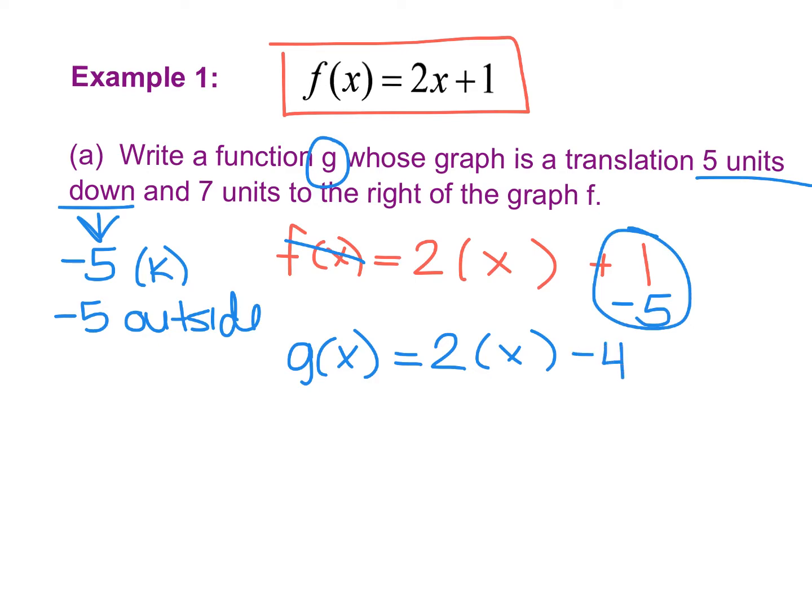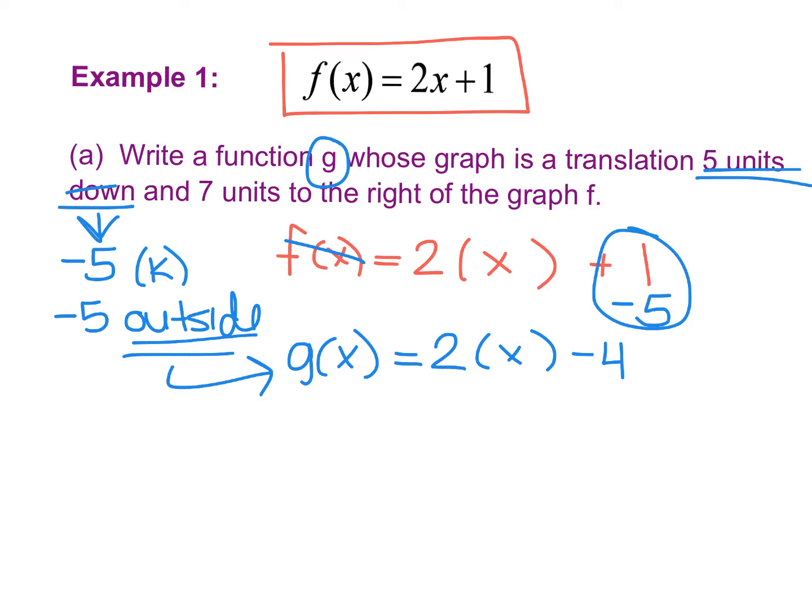So what I've done here is I've noted that I have a vertical shift, and a vertical shift is going to take place outside of parentheses because it's outside of the whole function where that k value is located, and we're going to subtract 5 from that current k value. So that's our first translation. Right here, we have now moved this function down 5 units, and we can check that off that we are done. Now, the second translation we're going to do here is 7 units to the right of graph f.